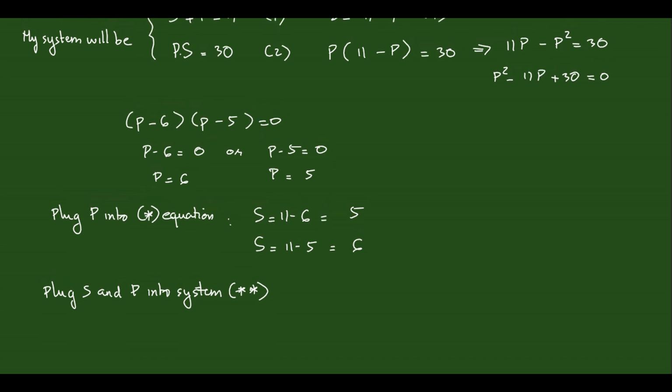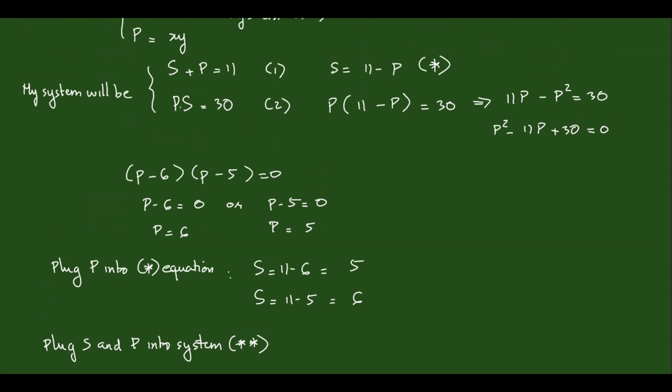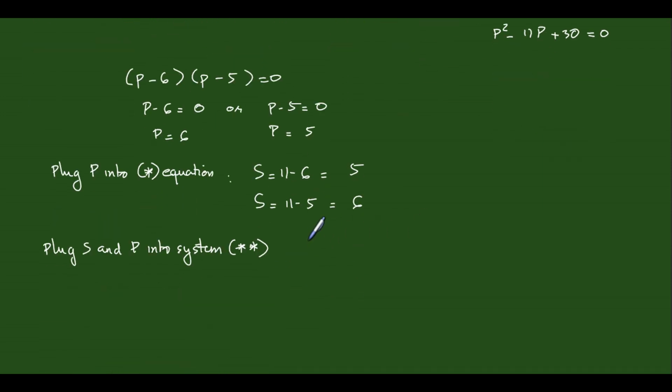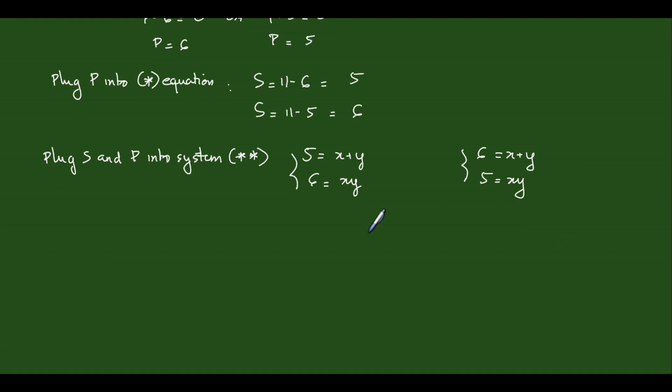So if s is 5, p is 6. And if s is 6, p is 5. So I have two new systems to solve for x and y.